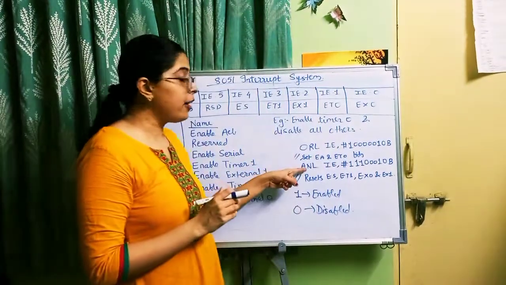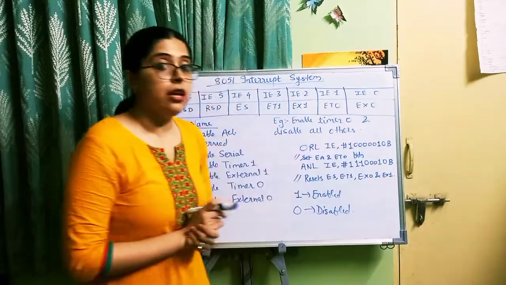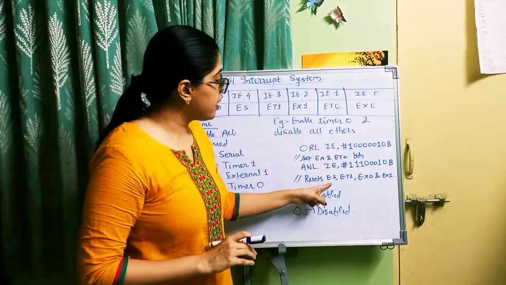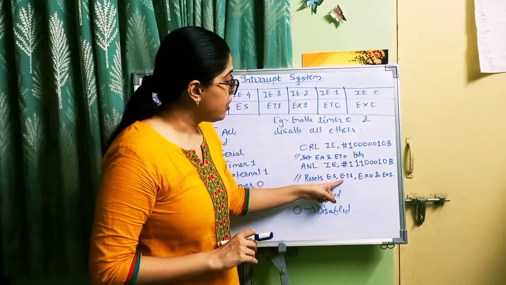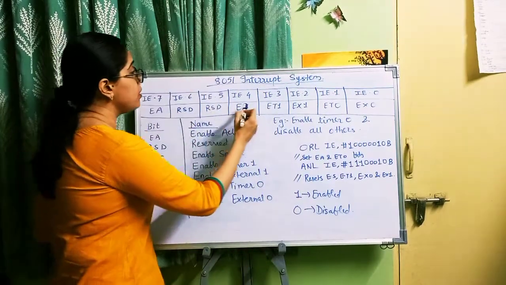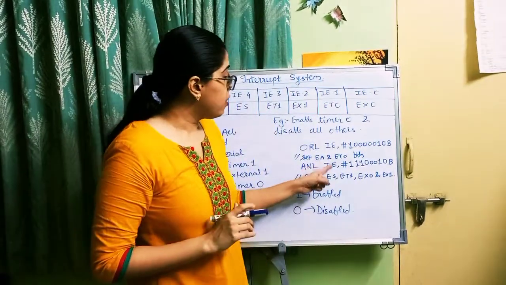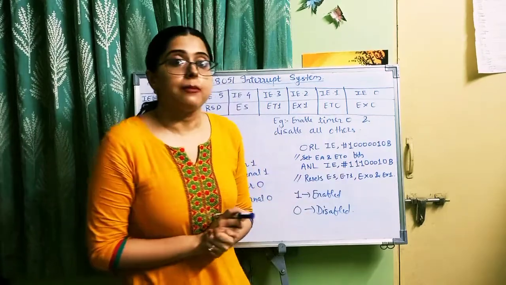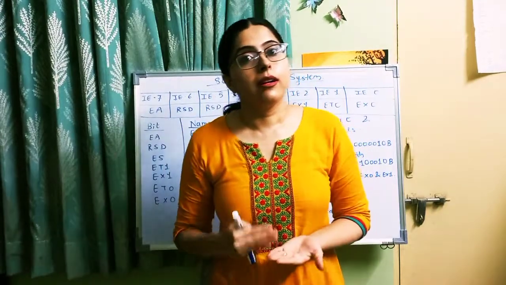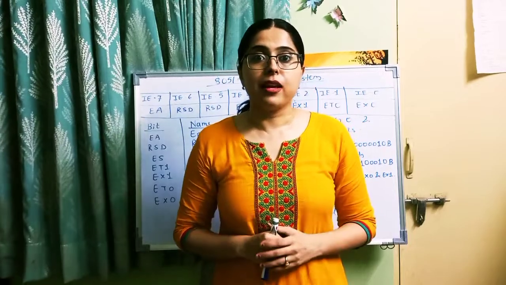For that we have the AND operation, ANL IE comma hash 1110010B. This will disable all the other interrupts. How? By resetting enable serial, enable timer 1, enable external 0 and enable external 1. Means except timer 0, all the bits are disabled by logically ANDing the contents of IE with this immediate data. Okay. So in this way we can set or clear the bits of the interrupt enable register by using the instructions ORL and ANL.